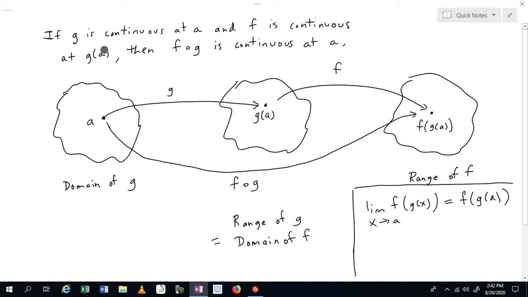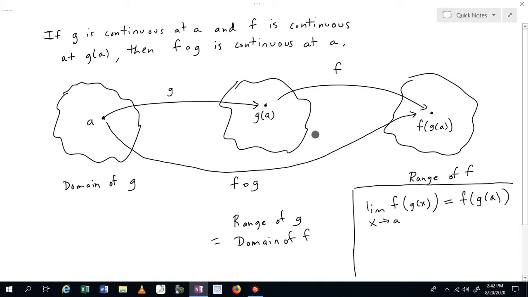Okay, and so what this theorem says is if g happens to be continuous at a, and f happens to be continuous at g(a), then the composite function f composed with g is continuous at a also. And f composed with g is this composite function that would take this element a directly to this element over here, f evaluated at g(a). So as long as g is continuous at a and f is continuous at g(a), then this composite function f composed with g would also be continuous at a. That's what this theorem says.